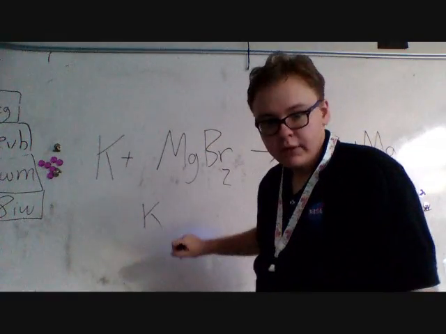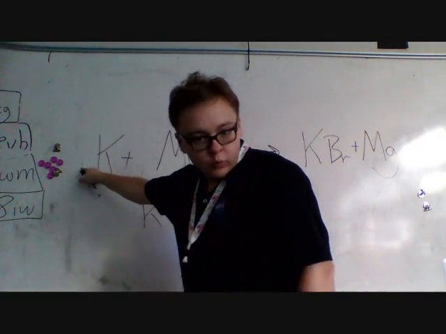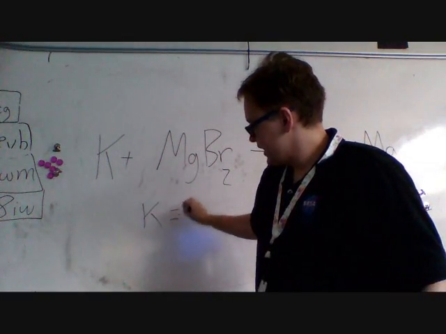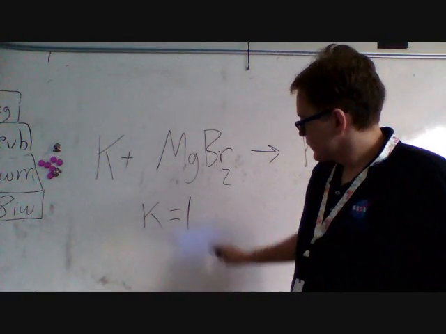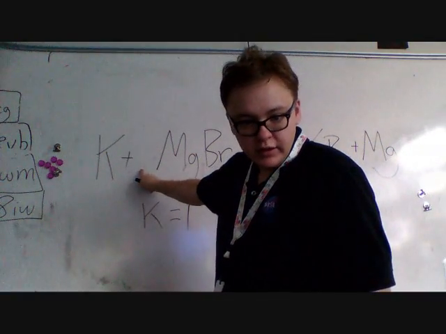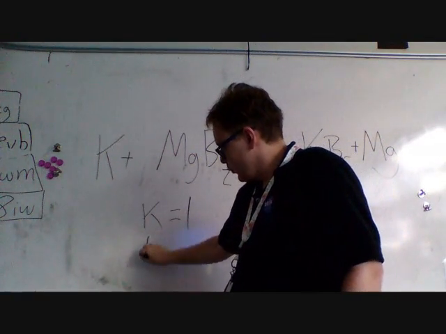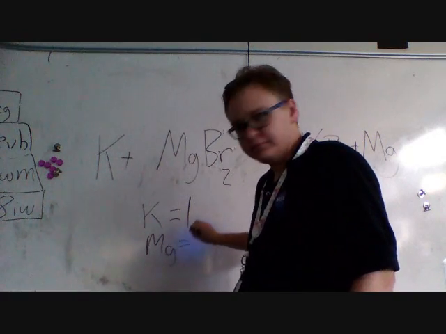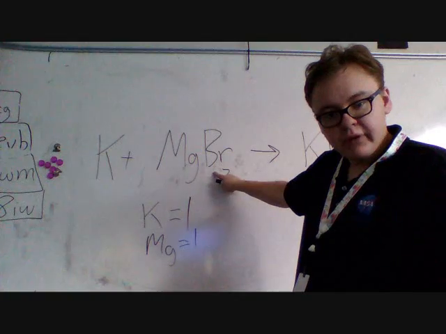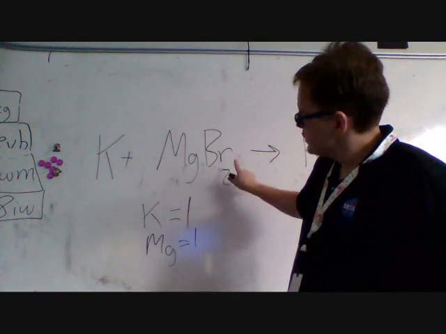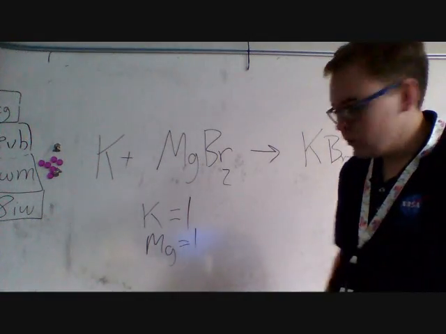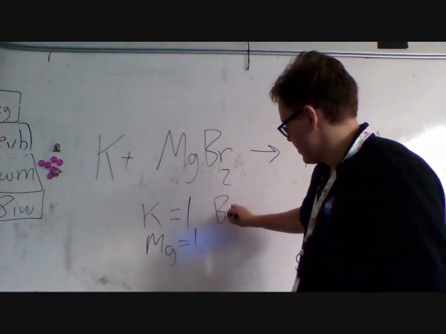Potassium on the left side, there is 1. Remember the invisible 1s, so there's 1 potassium on this side. About magnesium, invisible 1, 1 magnesium. About Br, bromine. Well, there's a 2 under it, so we've got 2 times 1 gives us 2 bromines.